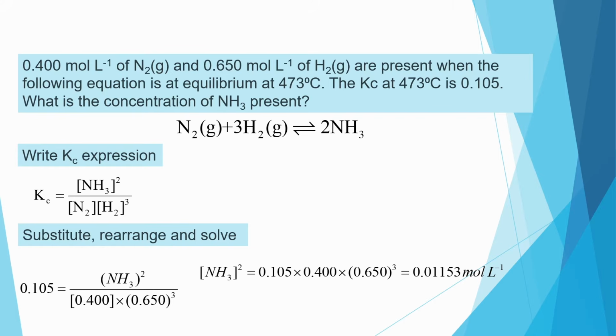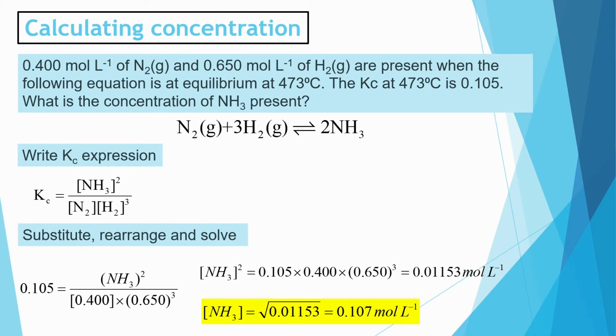Be careful. There are so many students who will leave this as their answer. This is not the answer. This is the answer for ammonia squared. So now we actually have to get the concentration of ammonia. So we square root both sides. So the concentration of ammonia is the square root of this answer, which is 107 moles per litre. Moles per litre because it's in square brackets and must be concentration. That there is our answer.